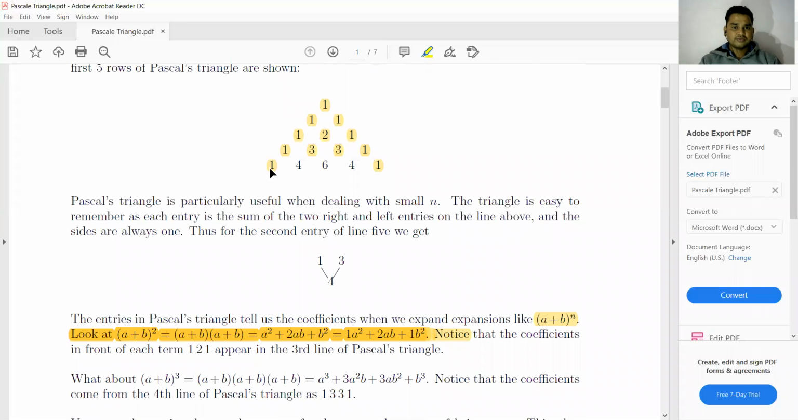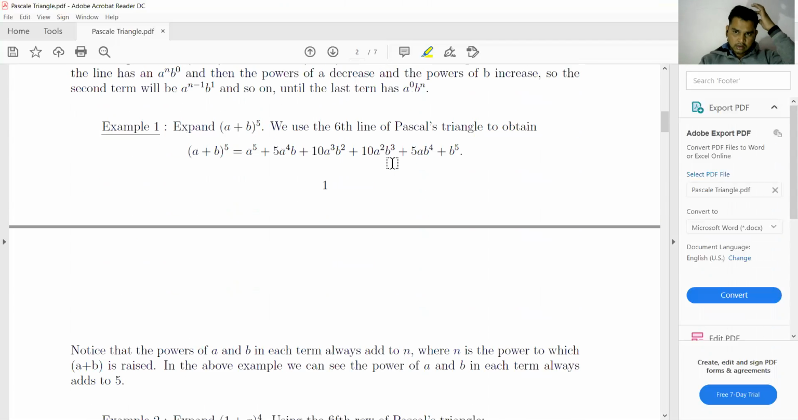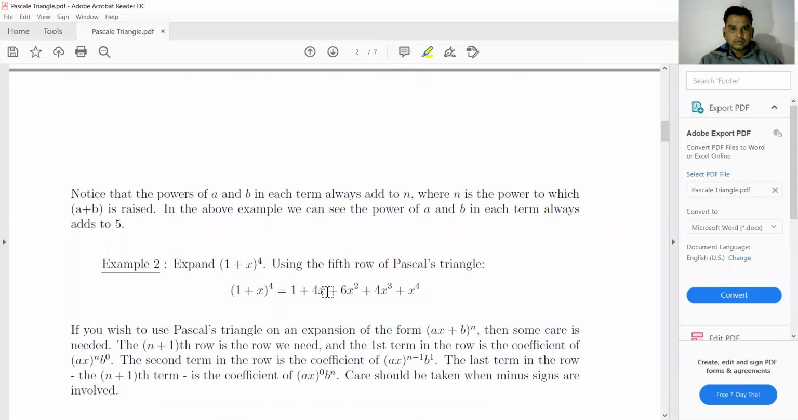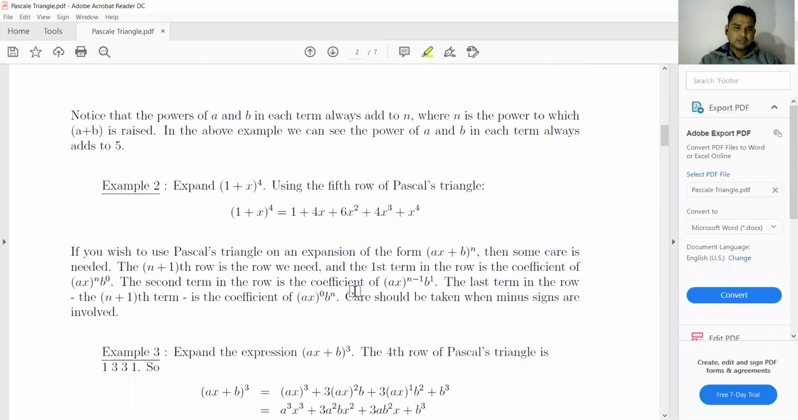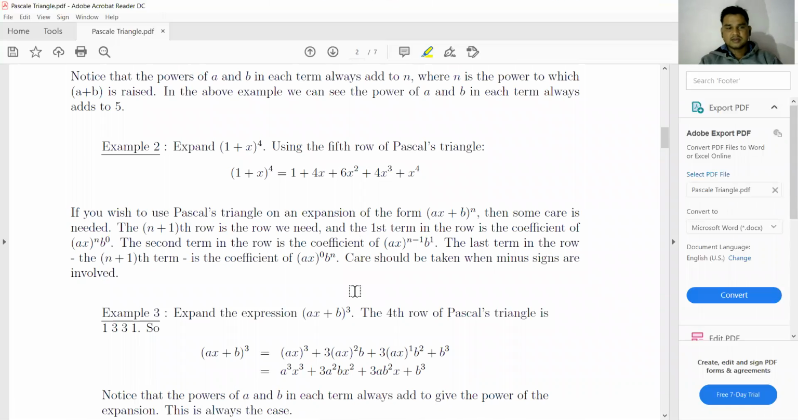Here are the entries 1, 4, 6, 4, 1. Yes, very simple. So use of the Pascal triangle is very simple.